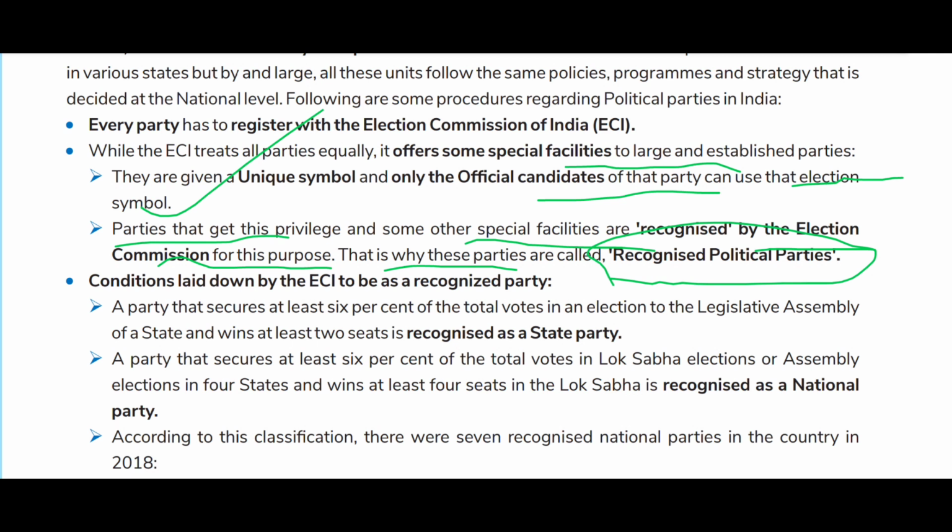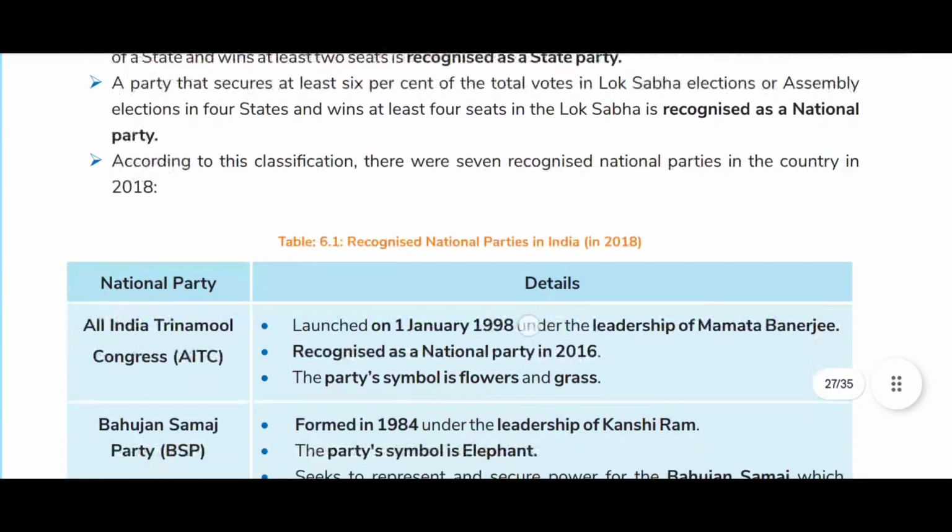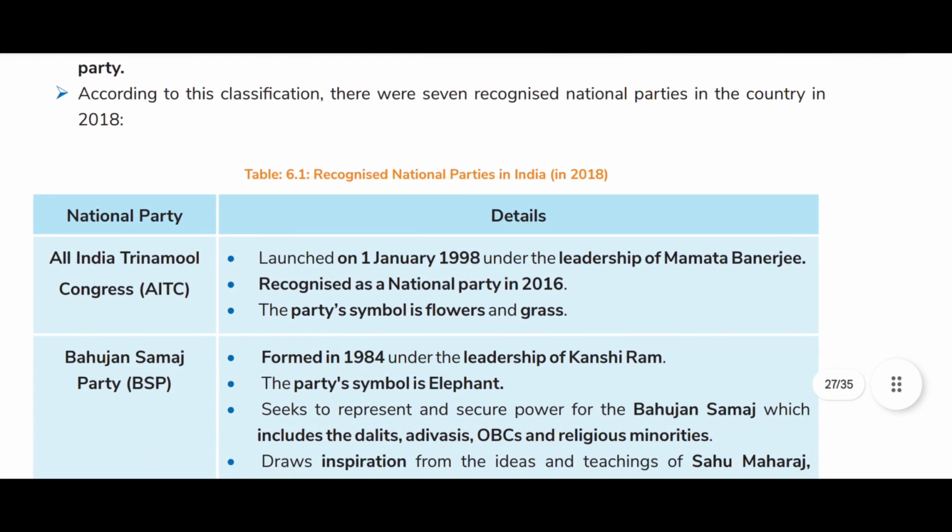Conditions laid down by the ECI to be a recognized party. A party that secures at least 6% of the total votes in an election to the Legislative Assembly of a state and wins at least two seats is recognized as a state party. A party that secures at least 6% of the total votes in the Lok Sabha election or assembly election in 4 states and wins at least 4 seats in the Lok Sabha is recognized as a national party. According to this classification, there were 7 recognized national parties in the country in 2018.